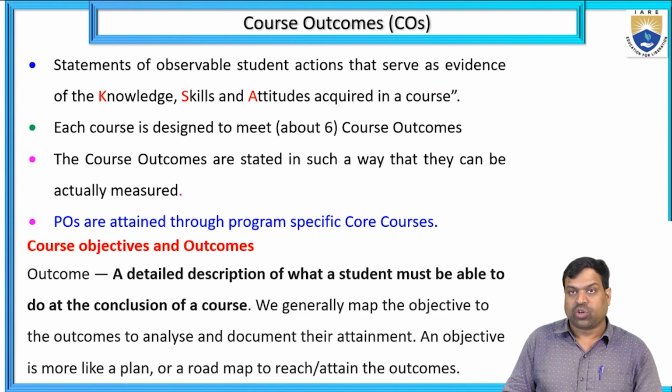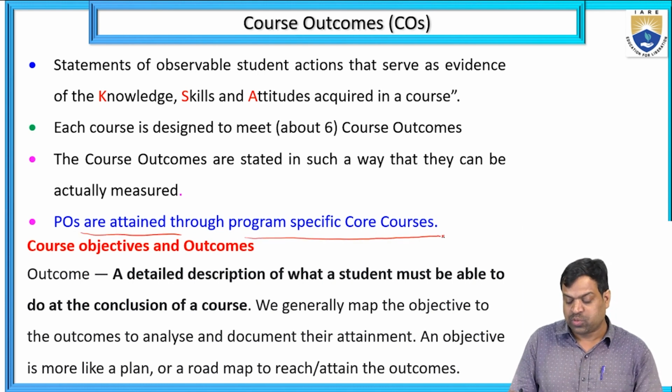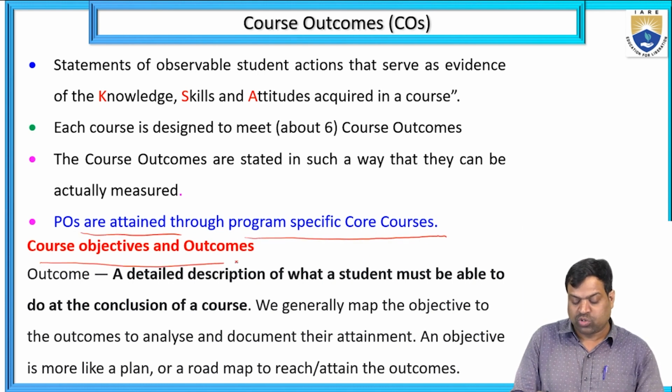So course outcomes are statements of observable student actions that serve as evidence of the knowledge, skills, and attitudes acquired in a course. Each course is designed to meet course outcomes. The course outcomes are stated in such a way that they can actually be measured. So POs are attained through the program-specific course outcomes.